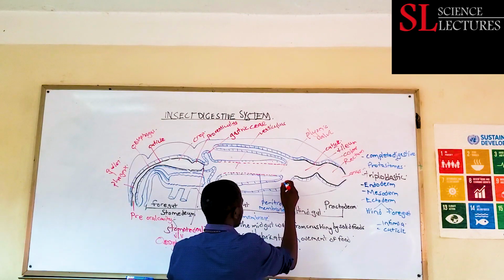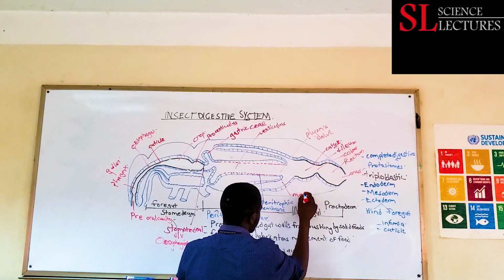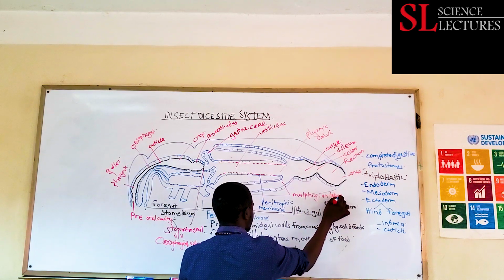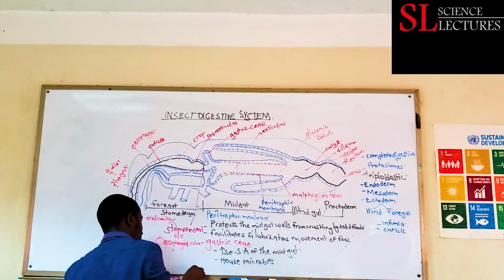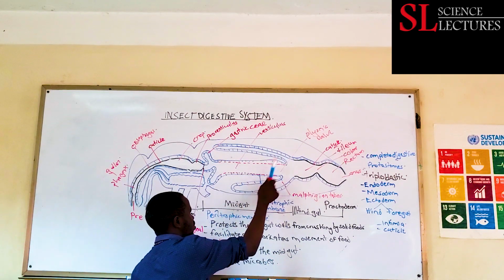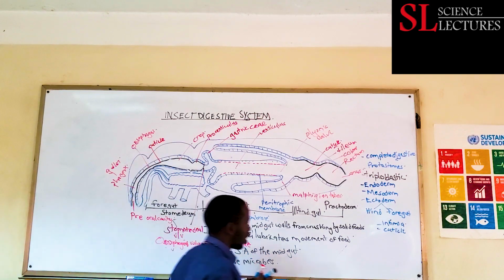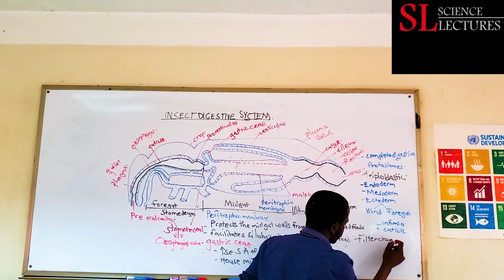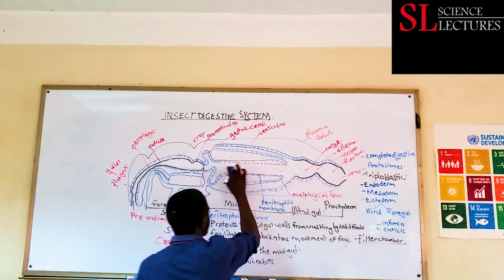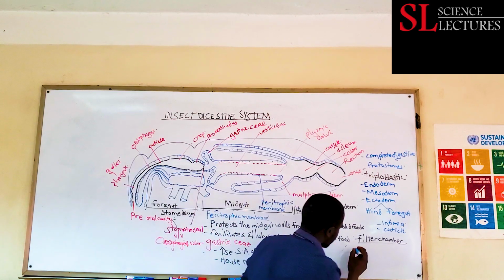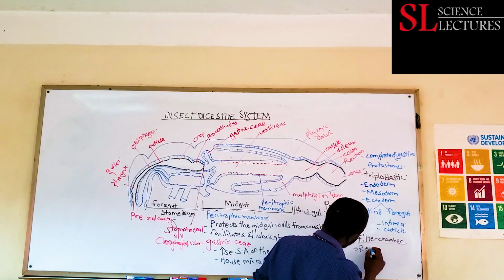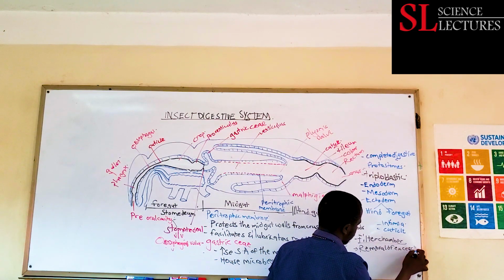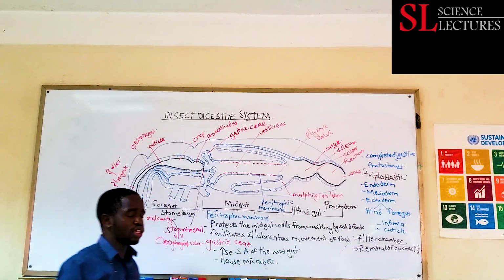Then these projecting structures that you're seeing here are what we call the Malpighian tubules, whose role in osmoregulation we shall see later. However, transitioning from the mid-gut to the hind-gut, there is always what they call a filter chamber. This filter chamber is the region between the mid-gut and the hind-gut. What happens in this place? There is removal of excess water.